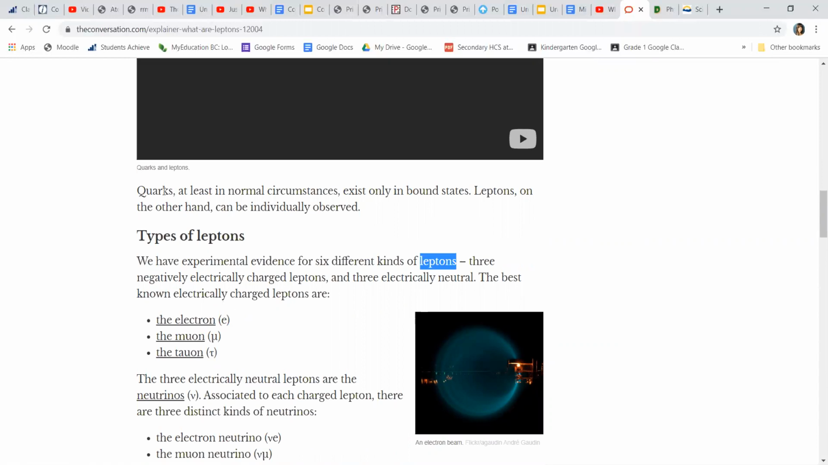Something to keep in mind is that quarks exist only in bound states. So they are bound together, up and down charges and so on. Whereas the leptons can be individually observed, such as the electron. And keeping in mind again that electrons have a negative electrical charge.